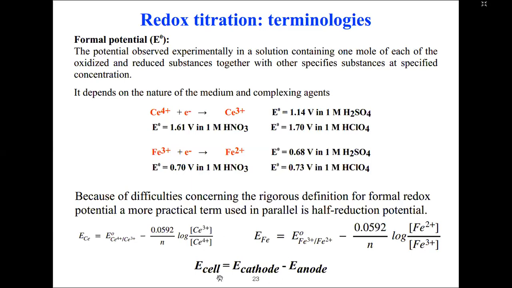And we don't have to do it, but if you have to calculate the E cell, then it is always going to be E cathode minus E anode, where E cathode is the reduction potential of the cathode, E anode is the reduction potential of the anode. E cell is also called E left minus E right, all of them being reduction potential.